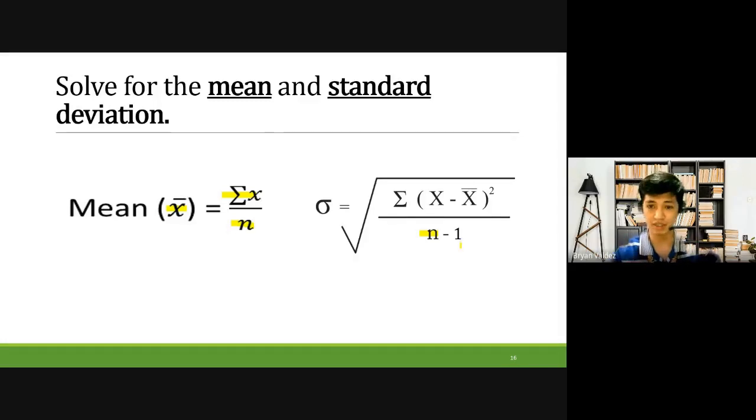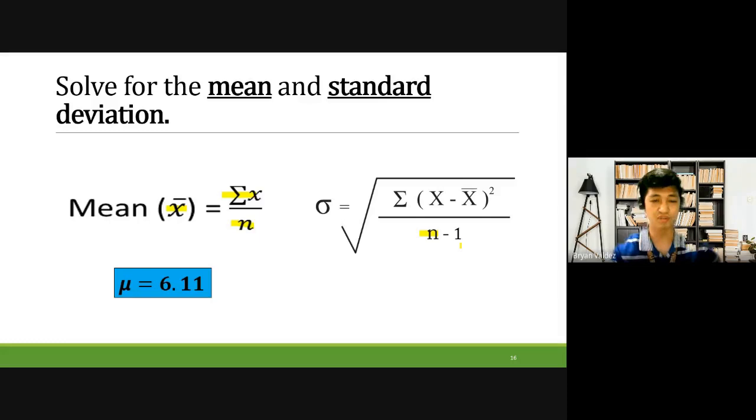Hindi ko na siya ipapakita dito, no? Kasi I assume na yung pagkuha ng standard deviation at mean ay alam n'yo na. If ever na nakalimutan n'yo, I suggest pwede naman tayong gumamit ng technology para ma-solve natin yung mean at yung standard deviation. Later on, ipapakita ko sa inyo yung site na kung saan pwede kayong gumamit ng calculator. Kumbaga, i-enter n'yo na lang yung data and then yung computer na yung magso-solve ng mean and then ng standard deviation.